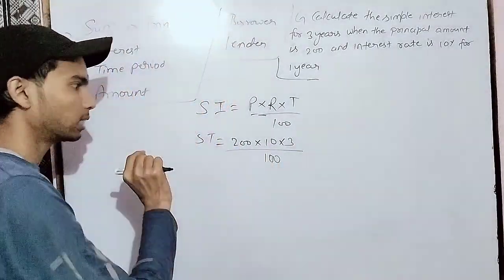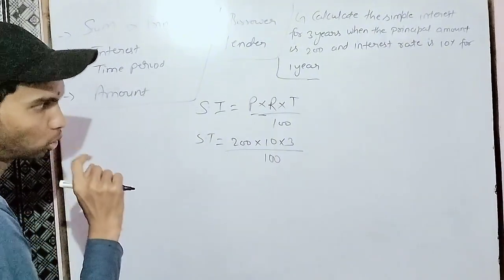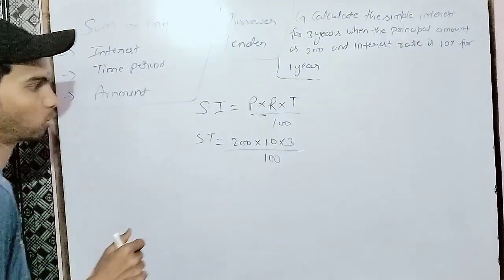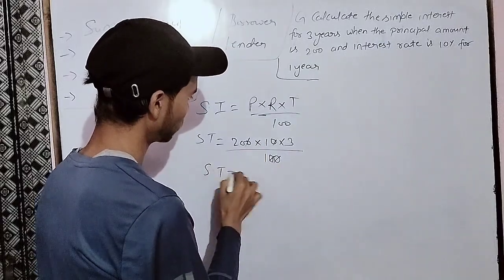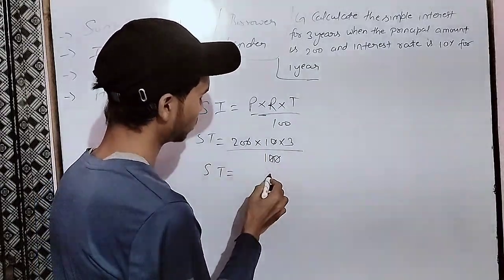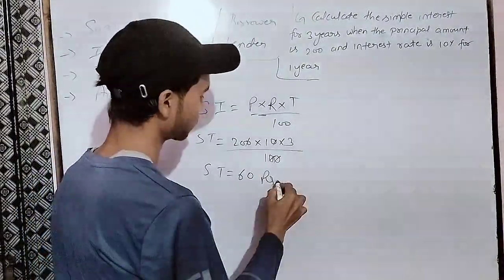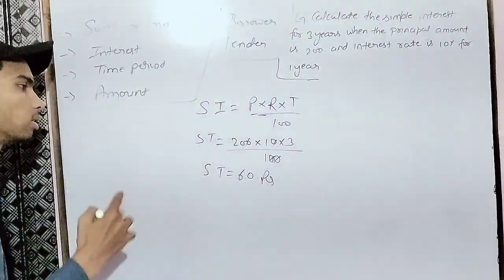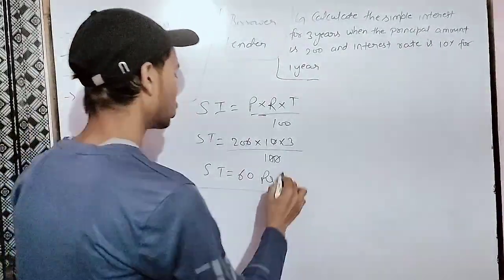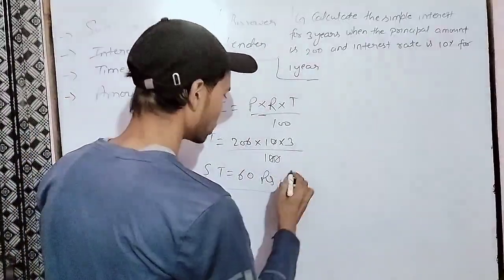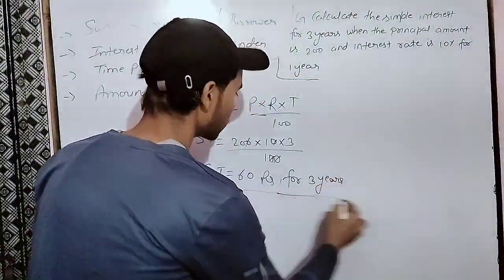Here is the step to simplify. It comes to 60 rupees. This is not in percentage, this is in rupees. So this is for 3 years. Clear? This is for 3 years.